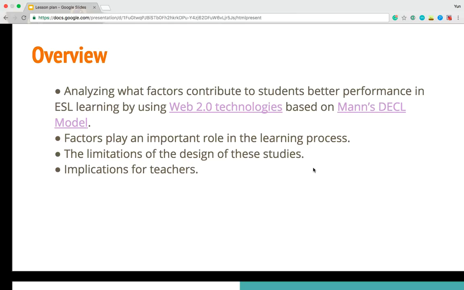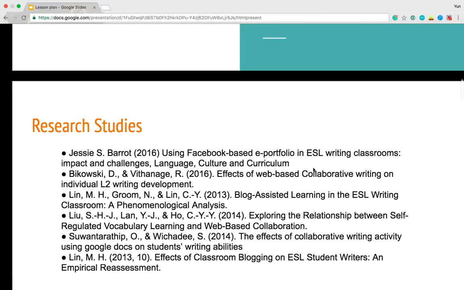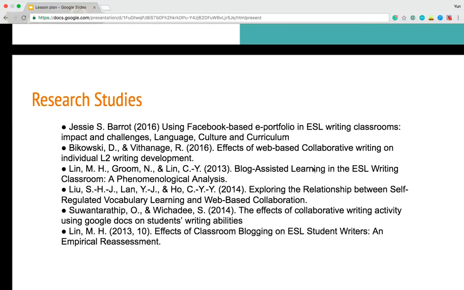When analyzing the studies, we should avoid implicit assumptions and critically examine the research designs of the studies. Finally, I conclude with some implications from these studies that are relevant for teachers. Here are the studies. We will focus on Web 2.0 technologies such as Blog, Google Docs, and ePortfolio.